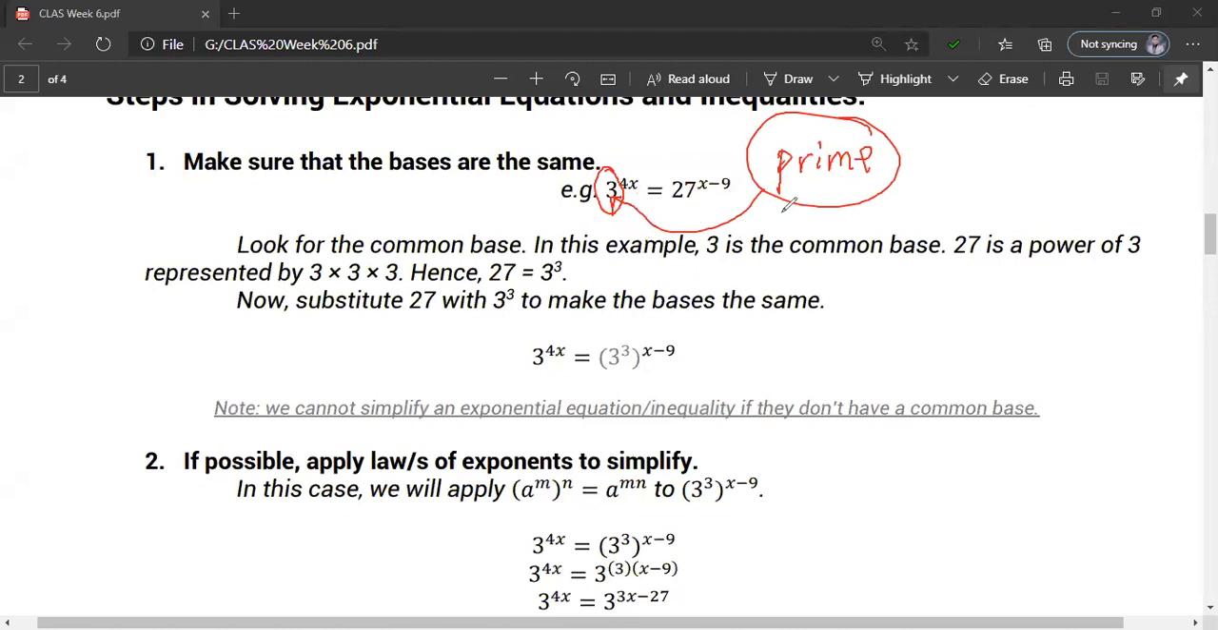Ngayon, ang tanong niya sa akin, paano sir kapag walang prime? Lahat sila composite. So ang gagawin natin, class, is to find the common base. So yun yung magiging problem natin ngayon. Okay?